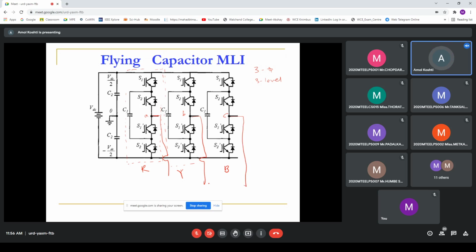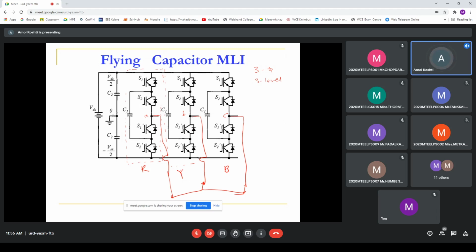So as far as this 3 phase load is concerned, that load can be connected either in star or in delta, depending on the type of the load. And you apply the same logic here, you will get the multi-level output, that is 3 level output for every phase.